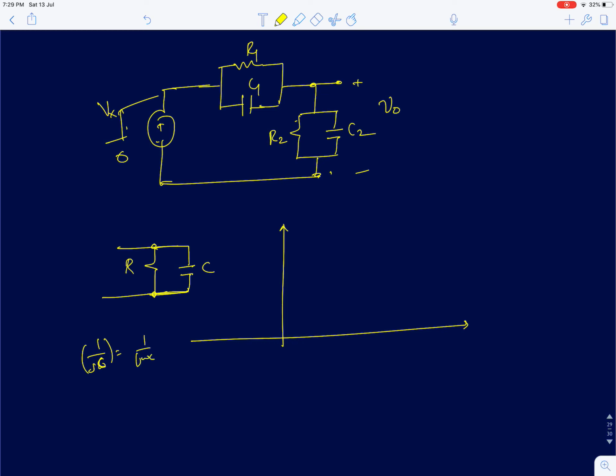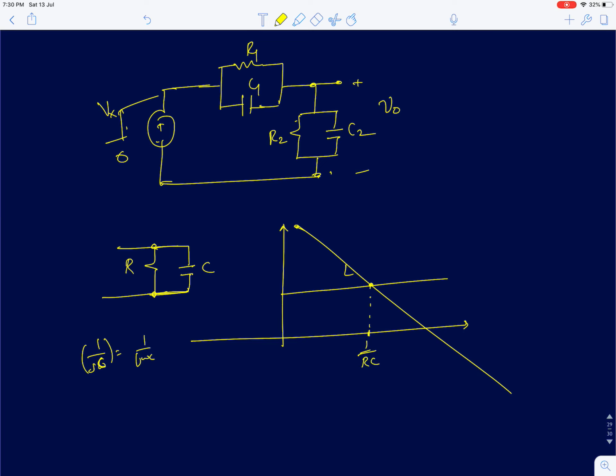The magnitude of the capacitive impedance on a logarithmic scale will be a linear line like this. At omega equals 0, it's infinity. It will be a linear line falling off at the rate of 20 decibels per decade. Now for the resistor, it will be 20 log R, it will always be constant.